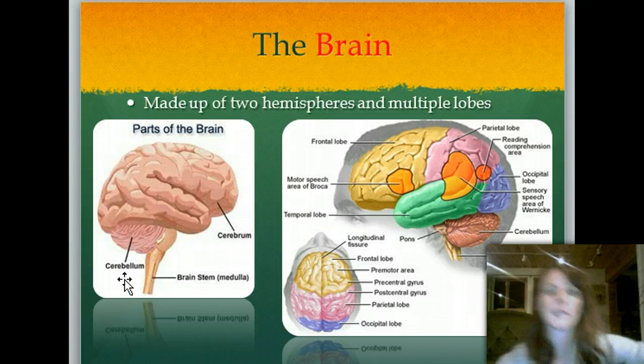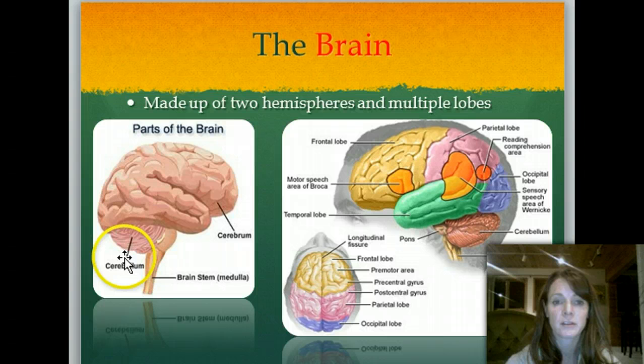The brain, okay, again, I could talk forever and ever about the brain, but I'm going to go kind of quick through this. It's made up of two hemispheres, okay? You have the right and the left hemisphere. You also have multiple lobes, okay?